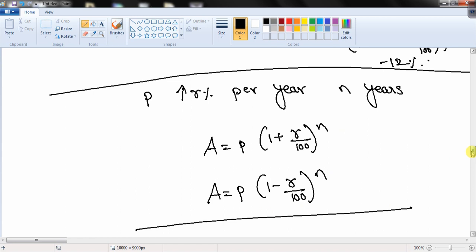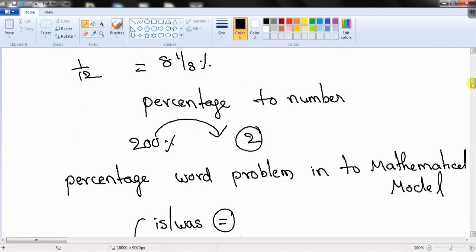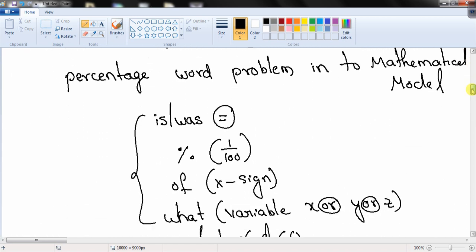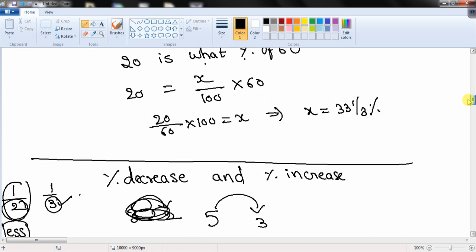These formulas are more than sufficient, but as I say, if you are good at the initial percentage increase, decrease and how to convert a word problem into a mathematical model, that is more than sufficient to solve any question.